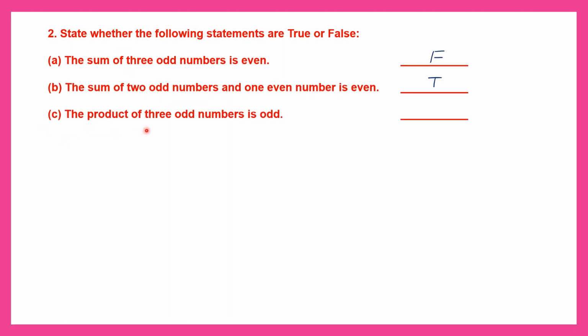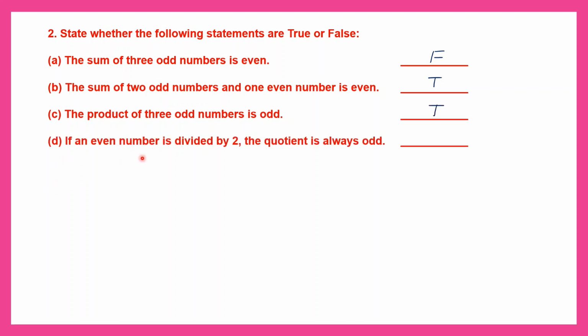C. The product of three odd numbers is odd. Product means multiplication. So let's multiply 1 into 3 into 5. These are three odd numbers. Let's multiply. 1 3s are 3, 3 5s are 15. So what does the statement say? The statement says the product of three odd numbers is odd. So when we multiply three odd numbers, we got an odd number. So this statement is also true.